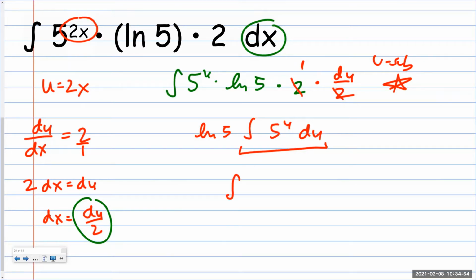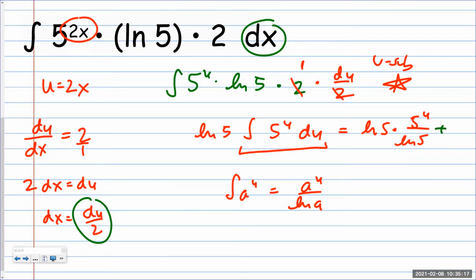But do I have an a to the u on my formula sheet? What is the integral of a to the u? A to the u over ln of a, right? So what I do is I say this is equal to ln of 5 times a to the u, which is 5 to the u over ln of 5. Do you see that? That is the integral of 5 to the u, okay?